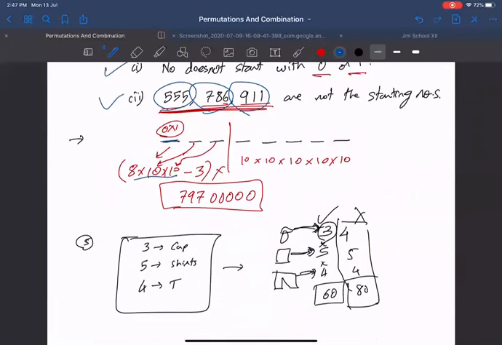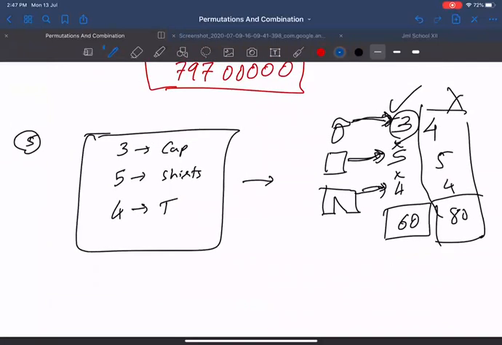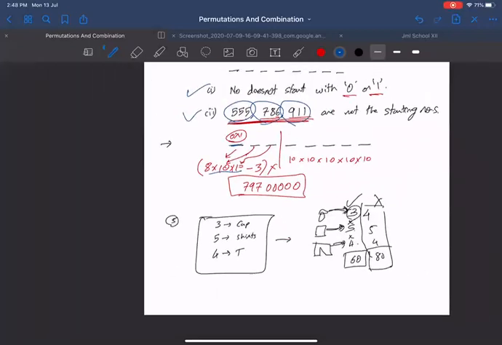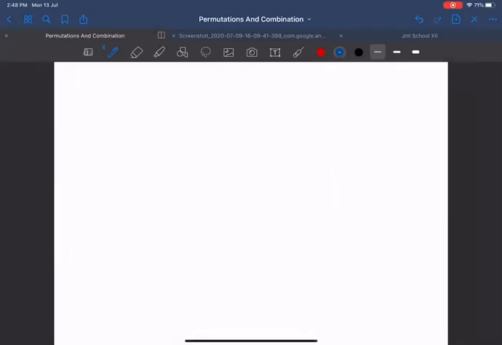That is your answer. Later Soham has to go meet her, and he has 3 caps, 5 shirts and 4 trousers. How many ways can he dress up? So basically he has 3 options here, 5 options here, and altogether 60 options in which he can dress up himself.